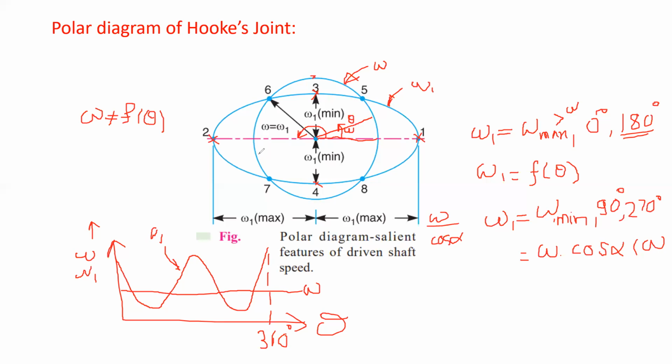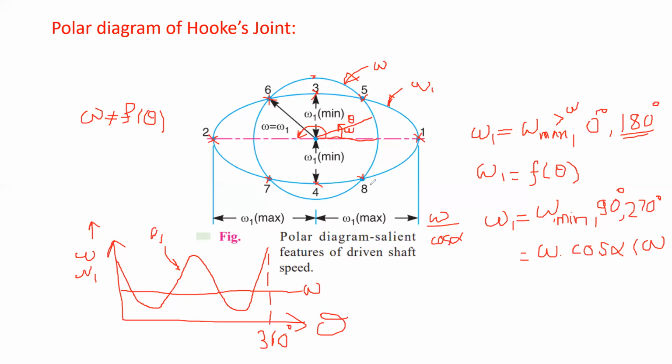Okay. So one point to note down here is that as omega 1 fluctuates between maximum value and minimum value, it will happen that omega 1 is equal to omega four times in one revolution. You can see here at this particular point omega 1 का जो value है it is same as omega. So four times it will happen in one revolution.